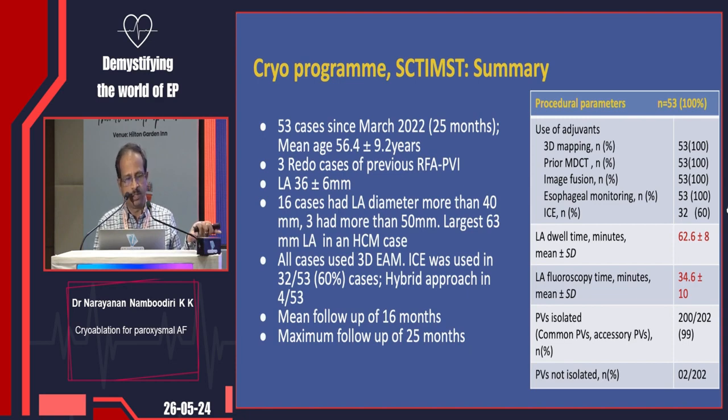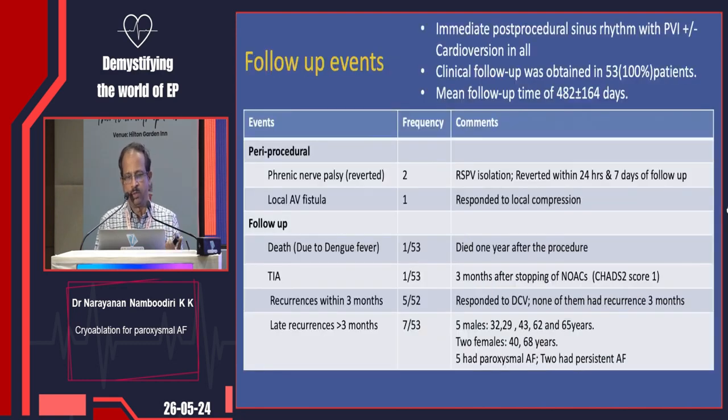ICE was used in 60% of the cases, hybrid approach in 4 of them, with a mean follow-up of 16 months and maximum follow-up of 25 months. Adjuvants like 3D mapping, prior MDCT, image fusion, and esophageal monitoring were used in all. LA dwell time is 63 minutes. LA fluoroscopy time is 34 minutes. Pulmonary vein isolation was achieved in almost all, with no major complications. Mean follow-up is 482 days.